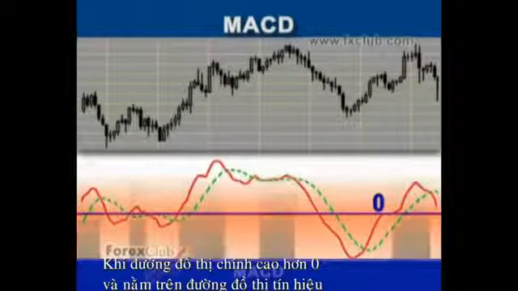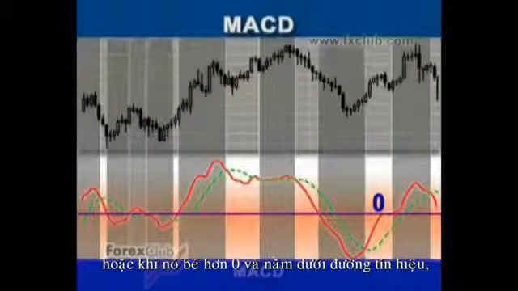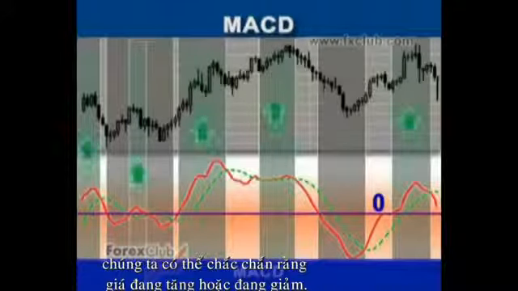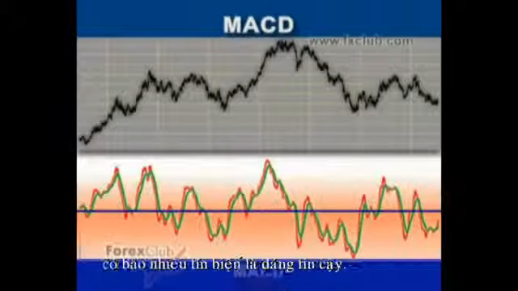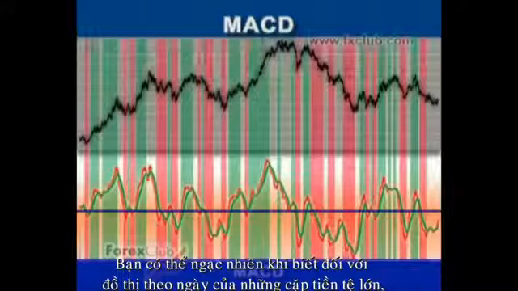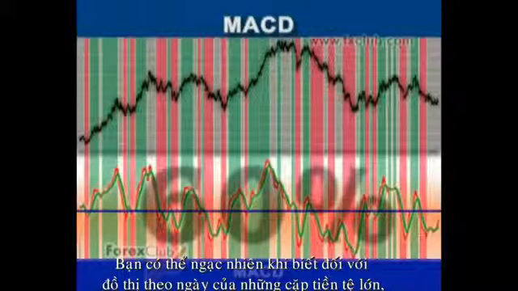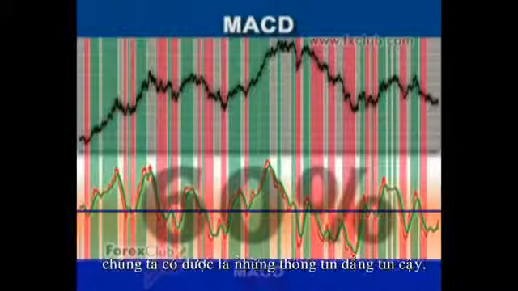When the baseline is above 0 and higher than the signal line, or when it's below 0 and lower than the signal line, we can assert that it's highly probable that the price is rising or falling. We've already seen this approach with price oscillator. It's interesting to know how much of a chart would be shaded as reliable information. It may surprise you to learn that on daily charts of the major currency pairs, more than 60% of the time will be shaded. For almost 2/3 of the time we have quite reliable information on the market direction.